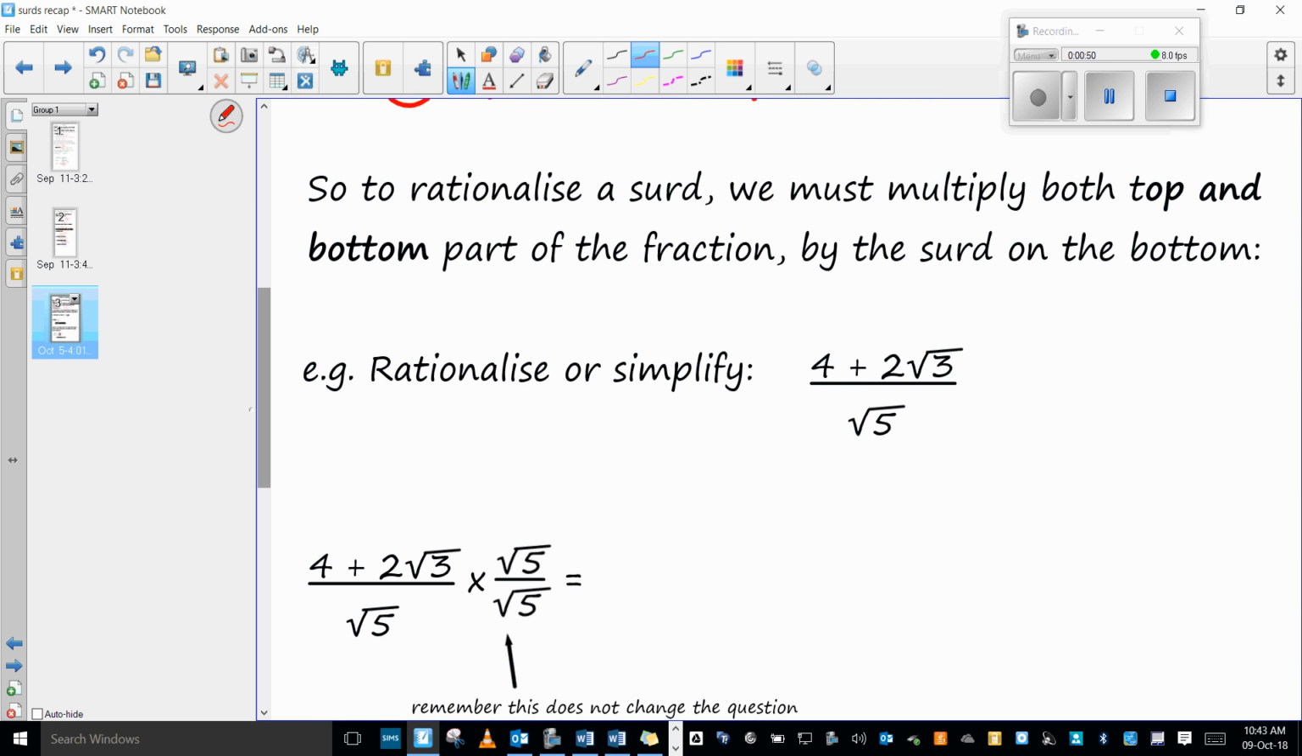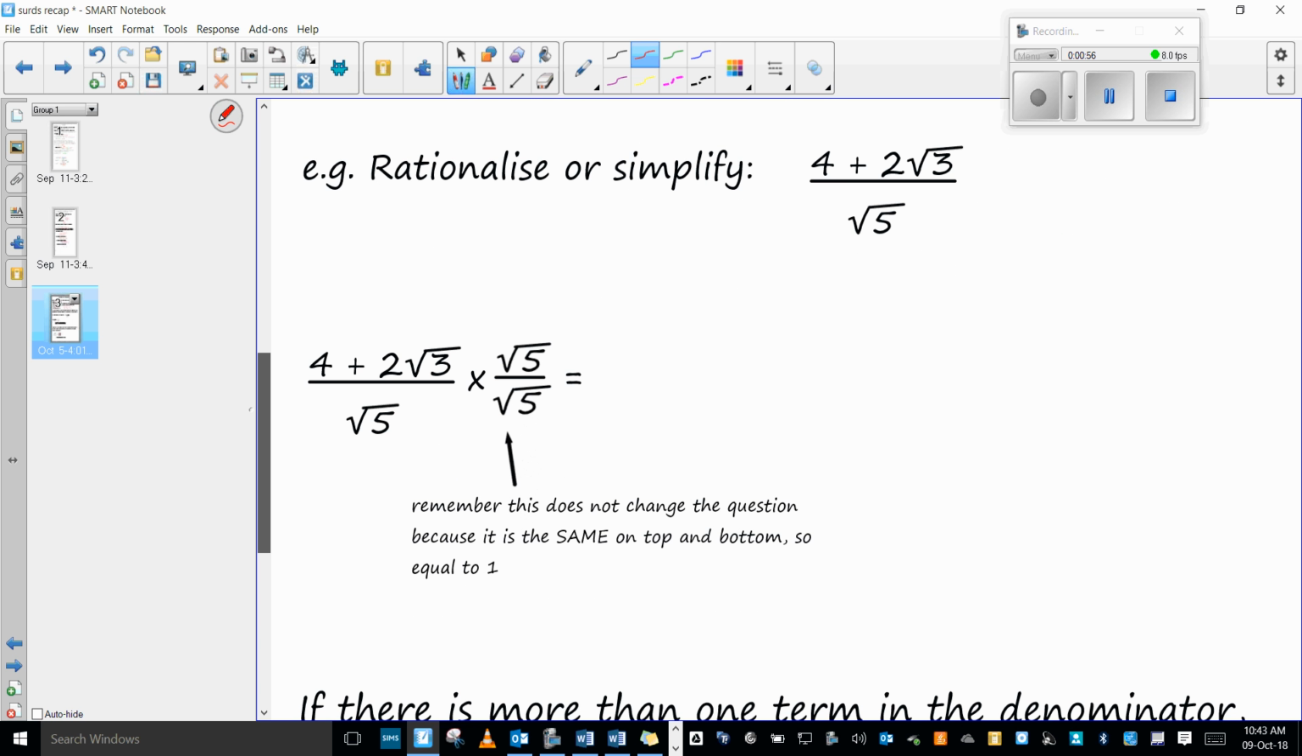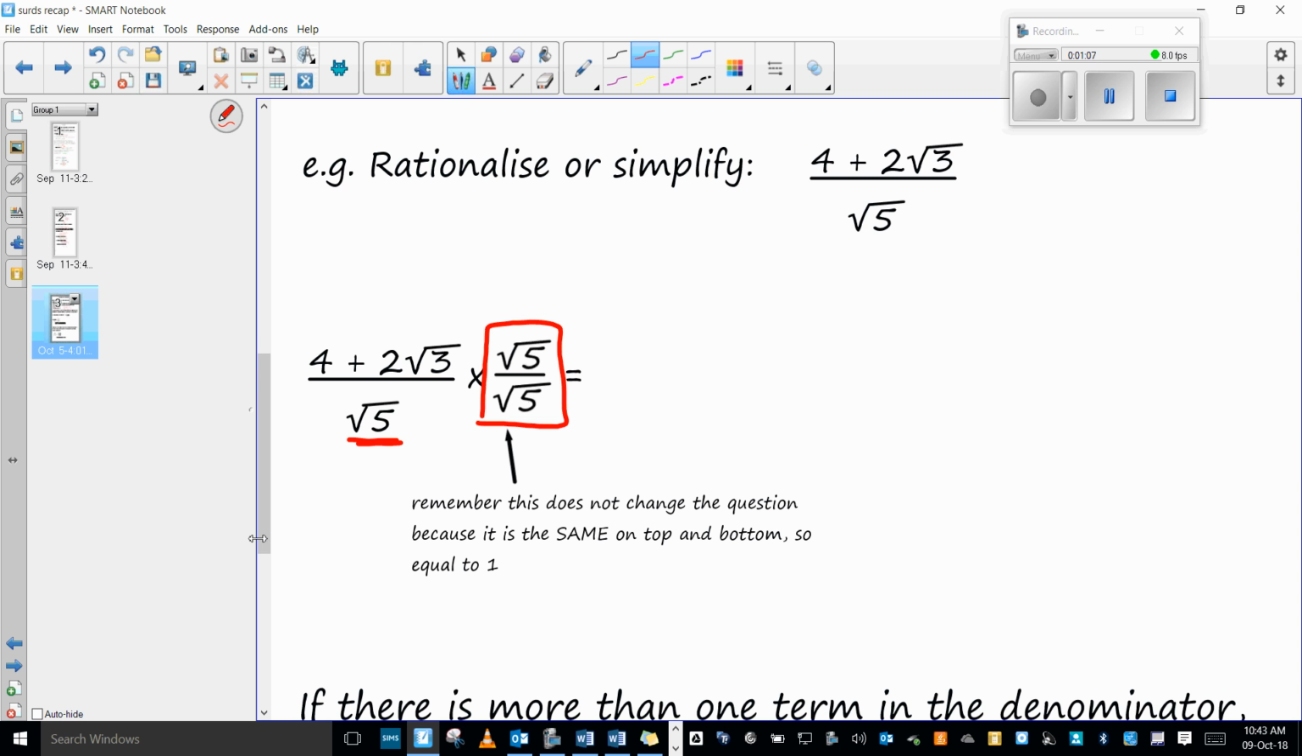So if I was asked to rationalize or simplify this baby here, what I would do is I would multiply it by root 5 over root 5. Well, why would I do that? Well, looking at this, I've got root 5 on the bottom. Yes, I have a root 3 on the top, but I just explained that we don't care about the top, we're just interested in the bottom. And so I can multiply that by root 5.